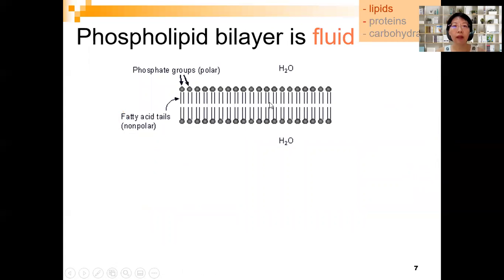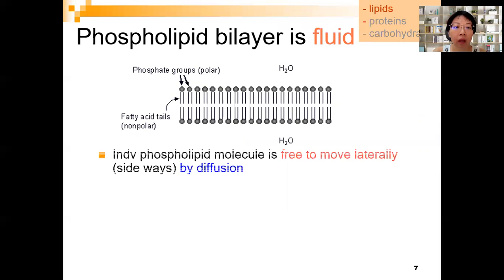So the phospholipid bilayer is fluid. Fluid means like water. Now, when you talk about water in the form of liquid, it is liquid because water molecules are free to move, isn't it? They're free to move. So when the phospholipid bilayer is fluid, that means the phospholipid molecules are also free to move.